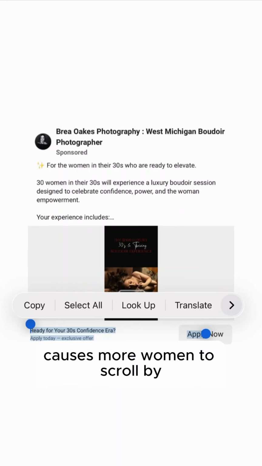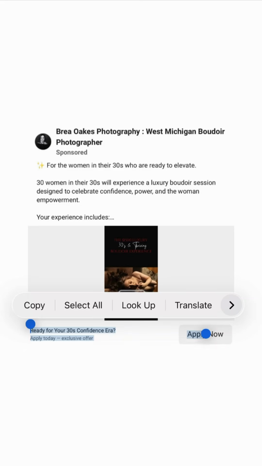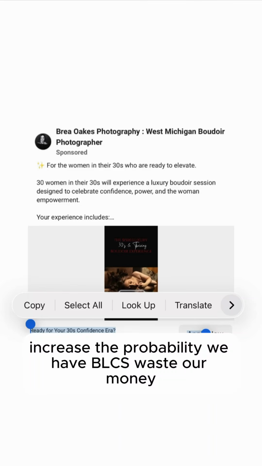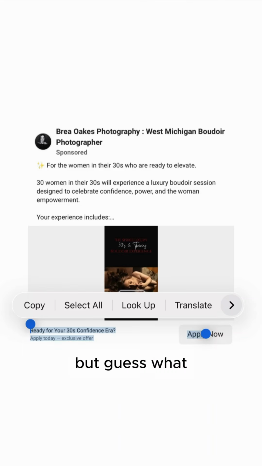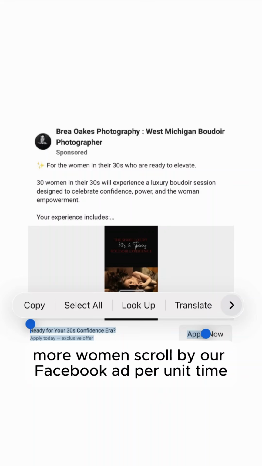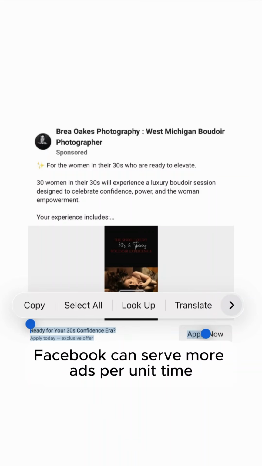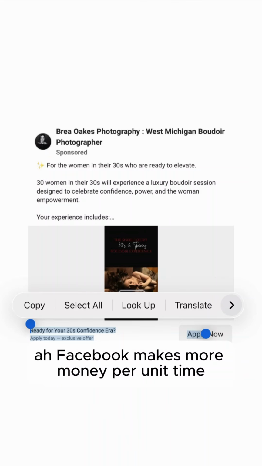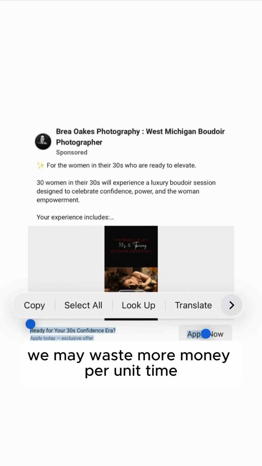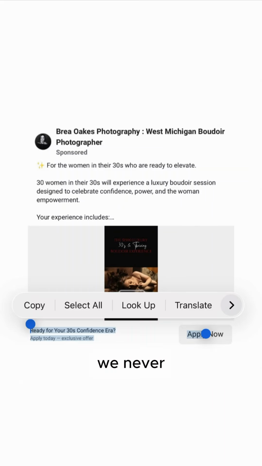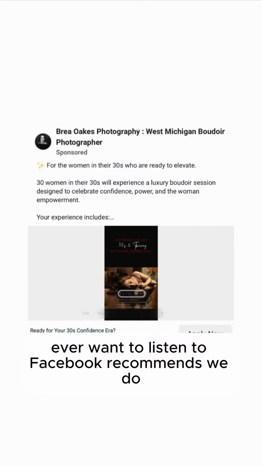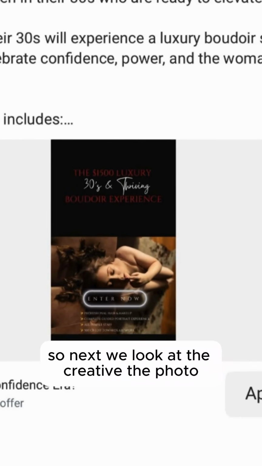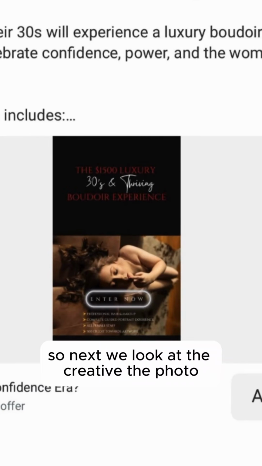Causes more women to scroll by our Boudoir Facebook ads, pulls our unique CTR under 6%, increases the probability we have BLCS, wastes our money. But guess what? More women scroll by our Facebook ad per unit time. Facebook can serve more ads per unit time. Facebook makes more money per unit time. We may waste more money per unit time. We never ever want to listen to what Facebook recommends. So next, we look at the creative, the photo.